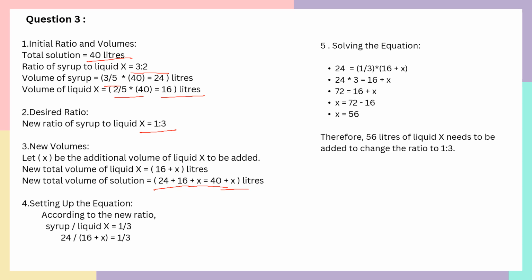Now simplify it and calculate. By simplifying it, we have calculated the value of x is equal to 56. Therefore, 56 liters of liquid X needs to be added to change the ratio to 1:3. I hope you understand the solution. Now let's move to the next question.